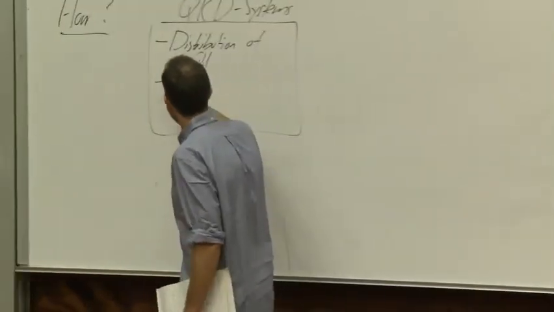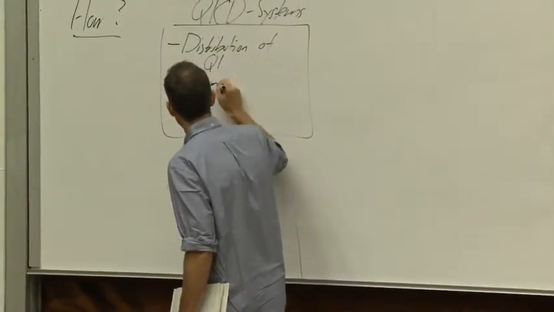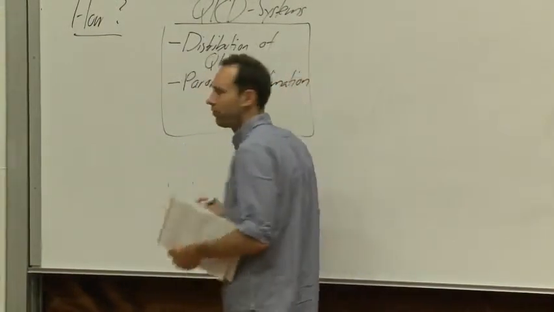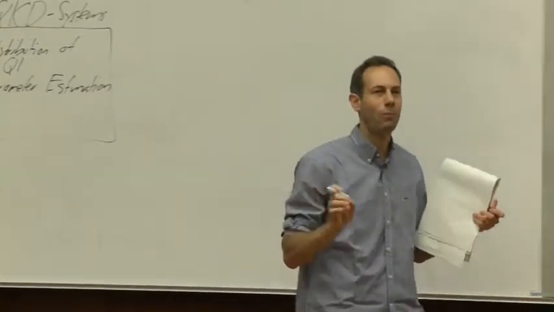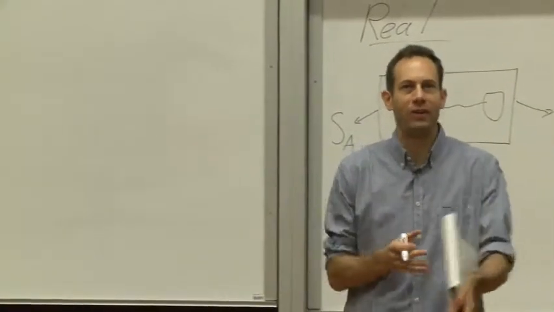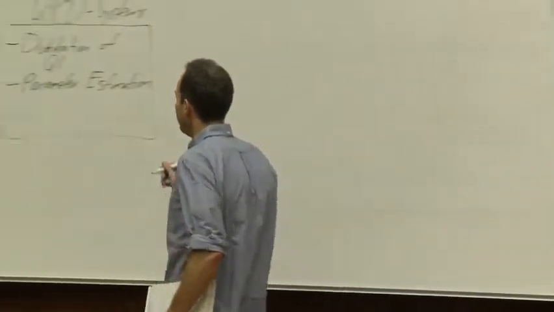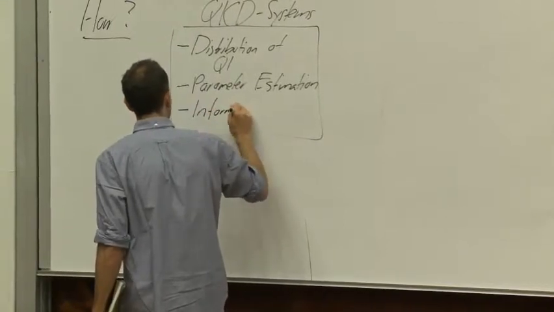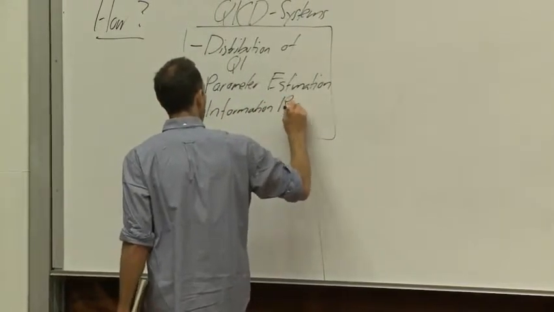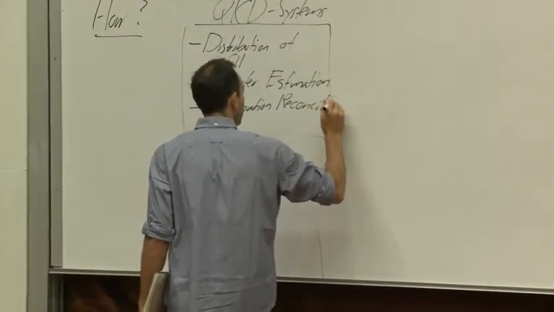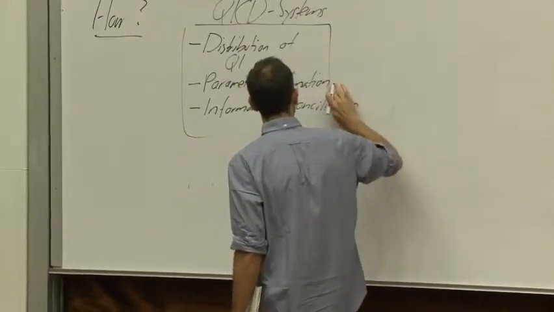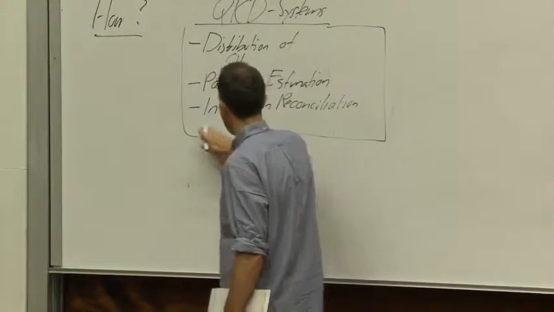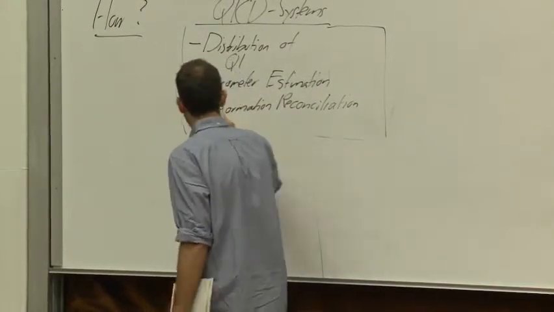Then usually you have something that I already mentioned, which is called parameter estimation. This is essentially the step where Alice and Bob try to find out how many errors or how much corruption there is in the channel. Then there is usually a step that is called error correction or information reconciliation, where Alice and Bob try to eliminate errors in their correlated information they have. This is also error correction.